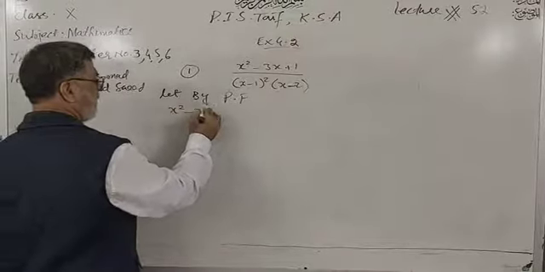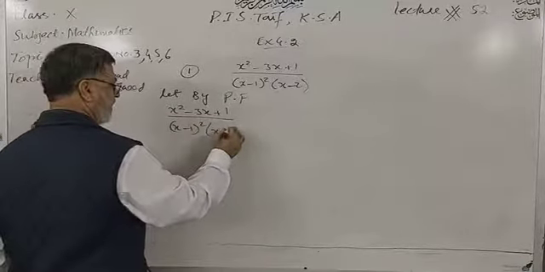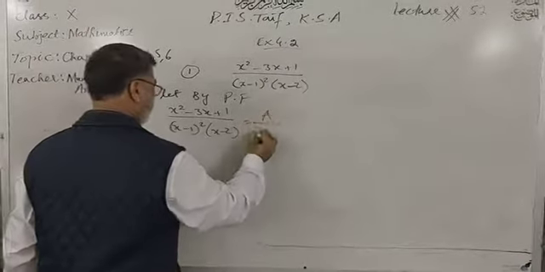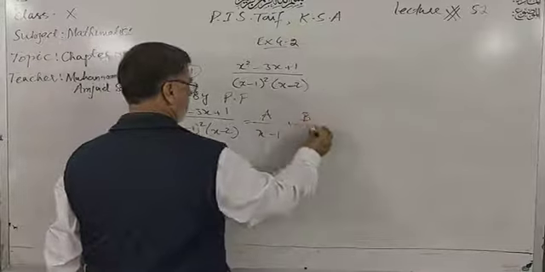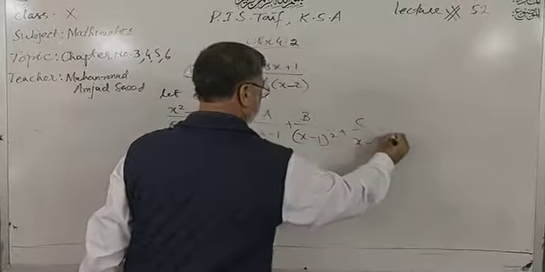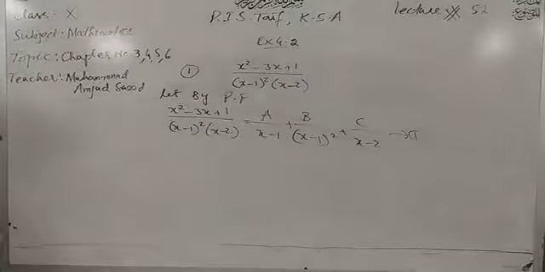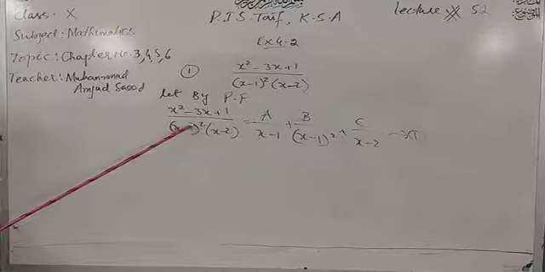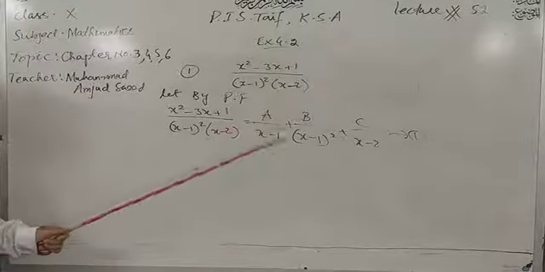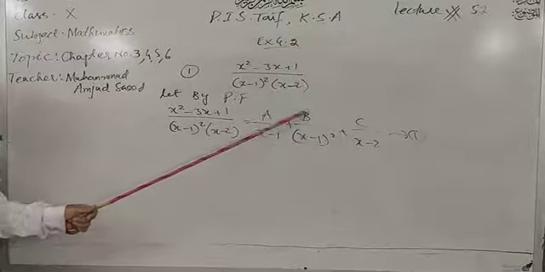(x² − 3x + 1) / ((x − 1)²(x − 2)) = A/(x − 1) + B/(x − 1)² + C/(x − 2). That is equation number 1. Dear students, in case of repeated linear factors, for every power of x − 1 we have one constant. So this is the first power, one constant, this is the second power, another constant.